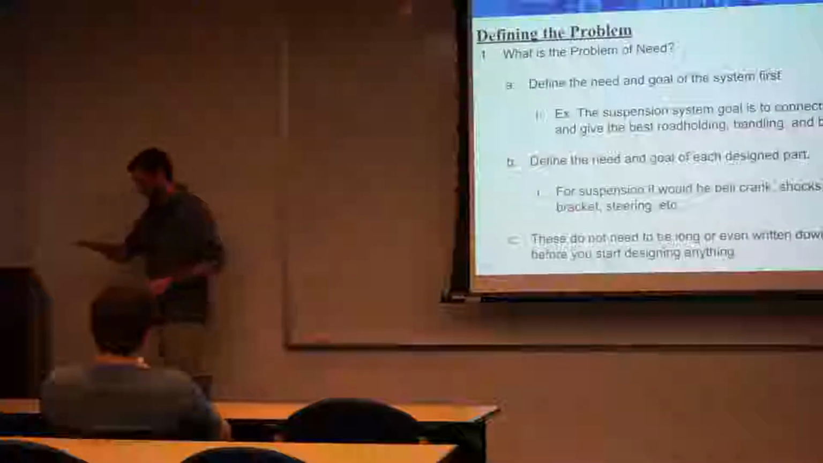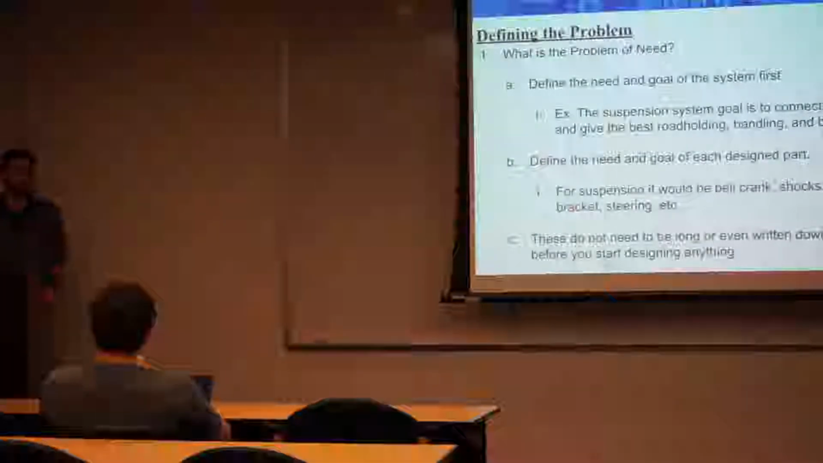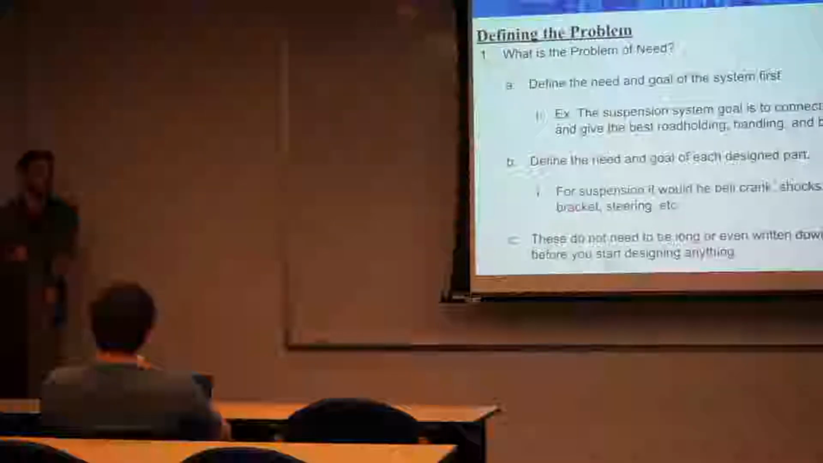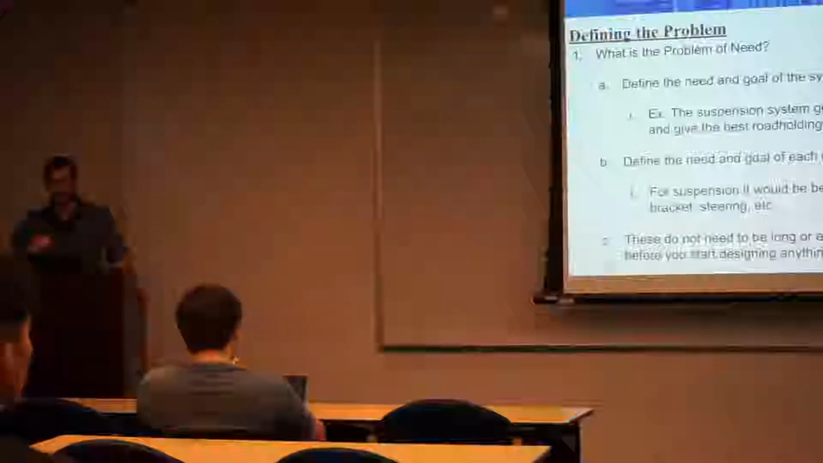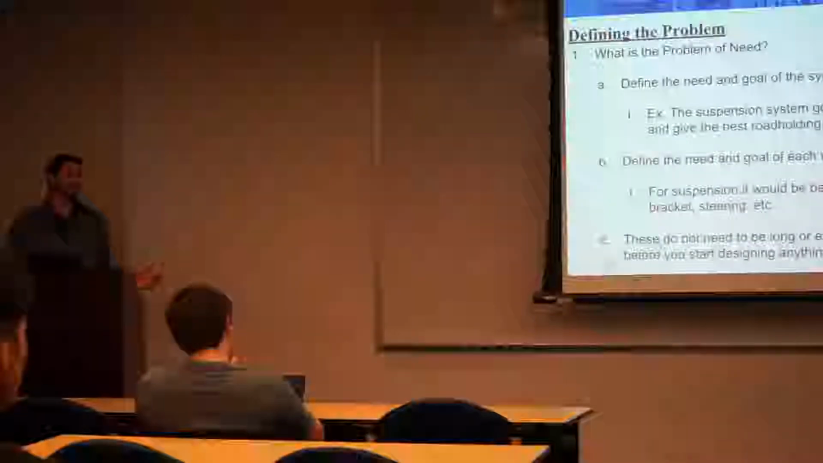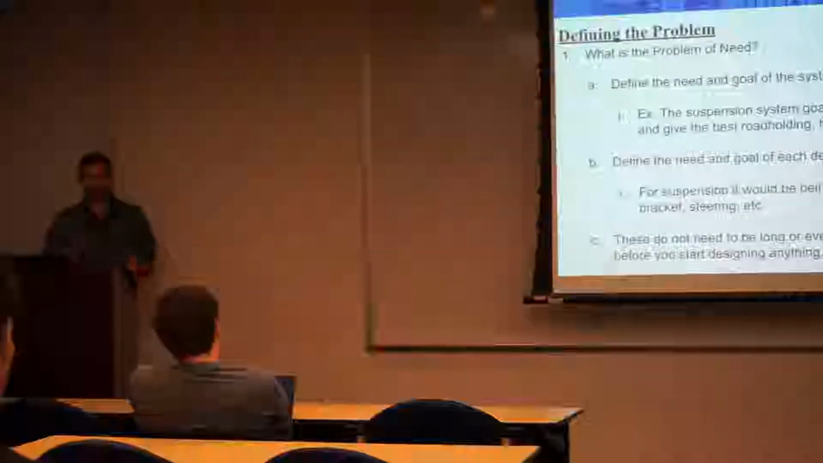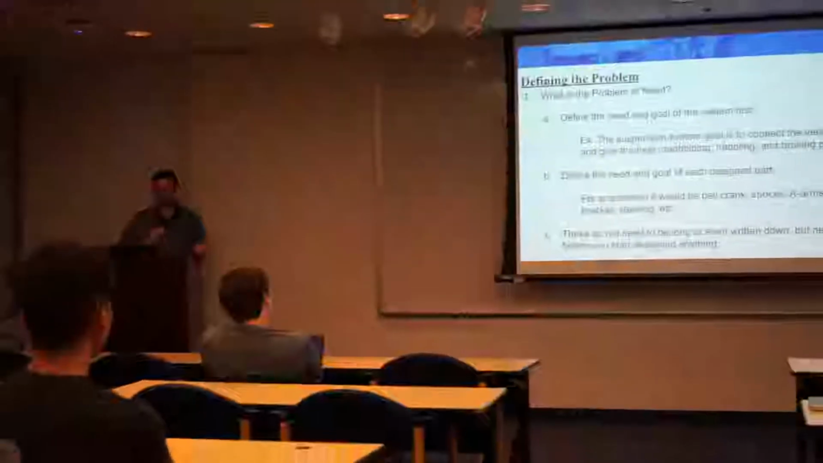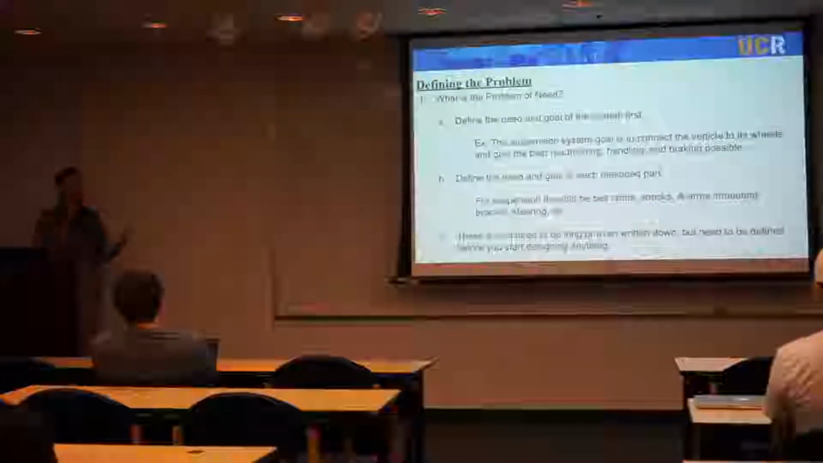And what this really does, defining the problem, is you're breaking it down and taking it step by step. Don't look at every single thing you need to solve. Start with your first thing. What is the goal of the system, right? What are you supposed to do overall? For suspension, you're looking at connecting the vehicle to its wheels, at its most basic level, and then trying to give the best roll holding, handling, and braking as possible. That's your system level goal.